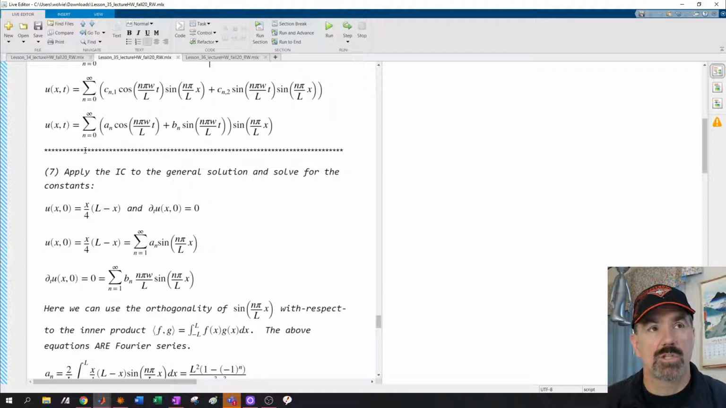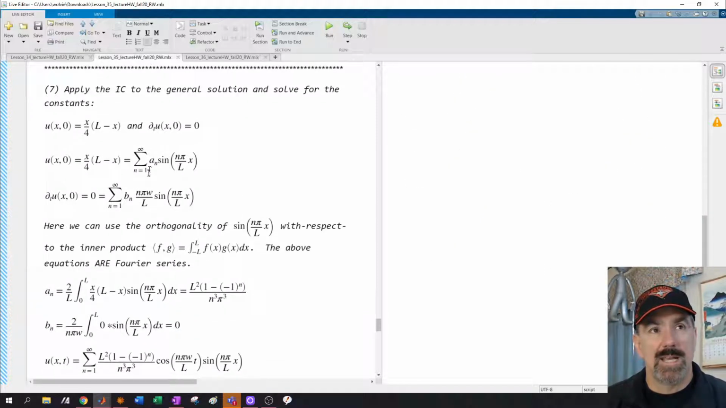And then to solve for the initial velocity, I have to take the derivative of this equation. The cosine is going to become sine, and I'm going to evaluate it at 0, so that term is going to go away. The derivative of sine is cosine, and the chain rule is going to pop an n pi w over L out front. And then the cosine evaluated at 0 will be 1, so I end up with this kind of an equation down here.